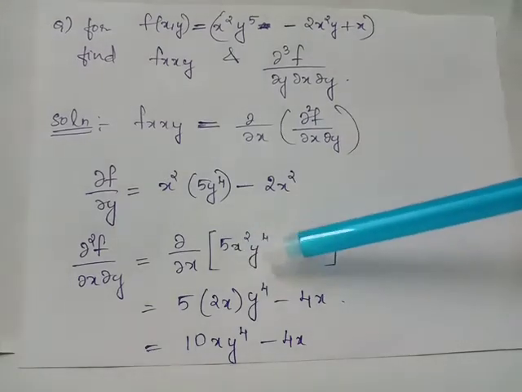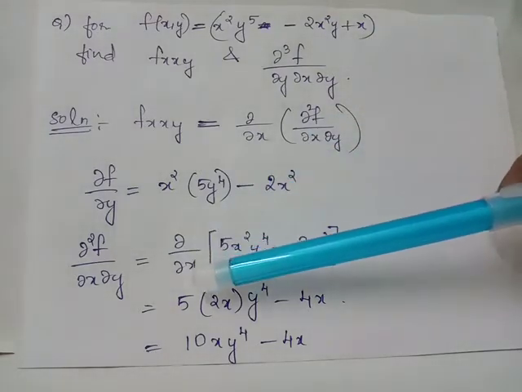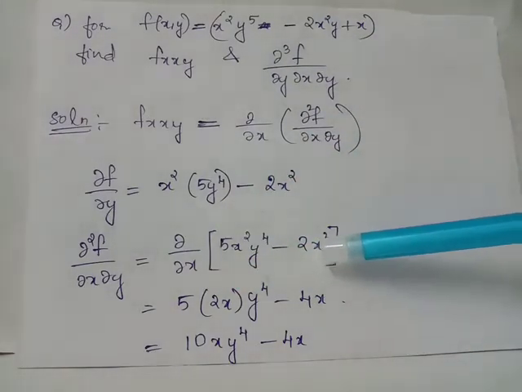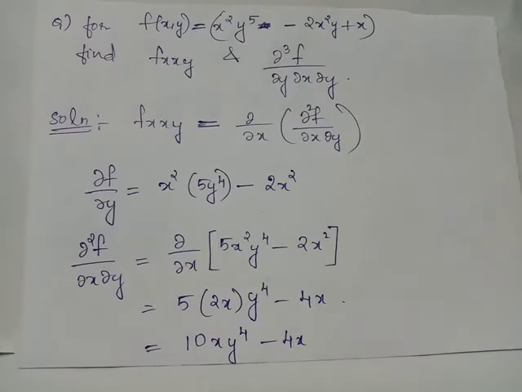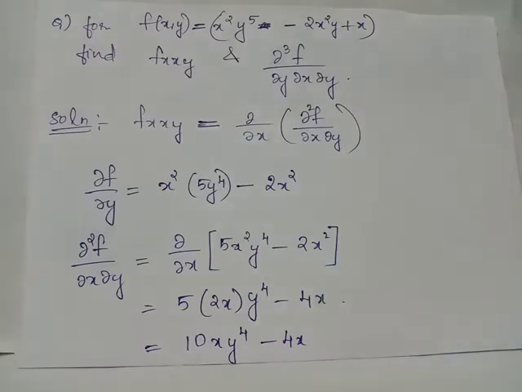In this first term, y⁴ and 5 are constants when you carry out partial differentiation with respect to x. For this term, when you carry out partial differentiation with respect to x treating y as a constant, the derivative of x² is 2x. Thus, ∂/∂x of 2x² is obtained as 4x. Thus, we have ∂²f/∂x∂y obtained as 10xy⁴ − 4x. In order to evaluate this partial derivative, now we have to take the derivative of this expression with respect to x treating y as a constant.